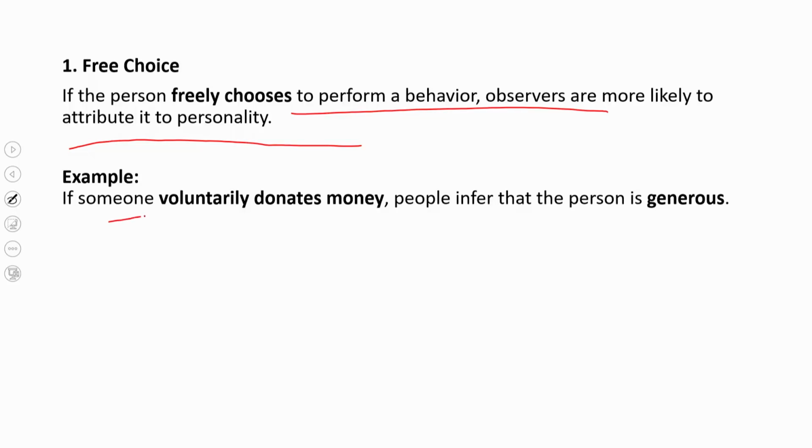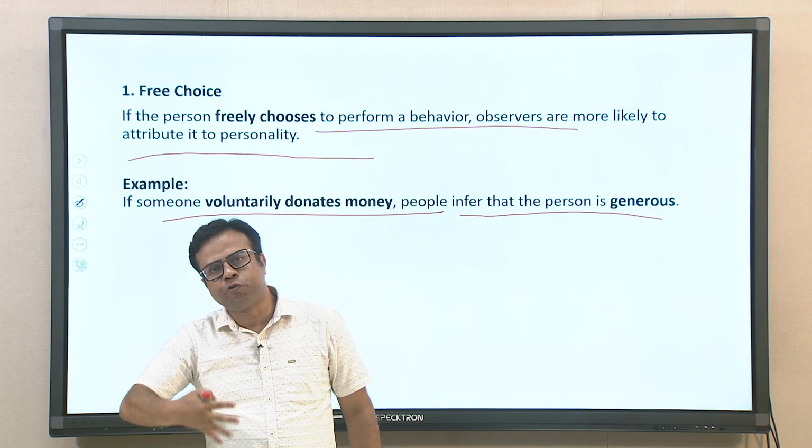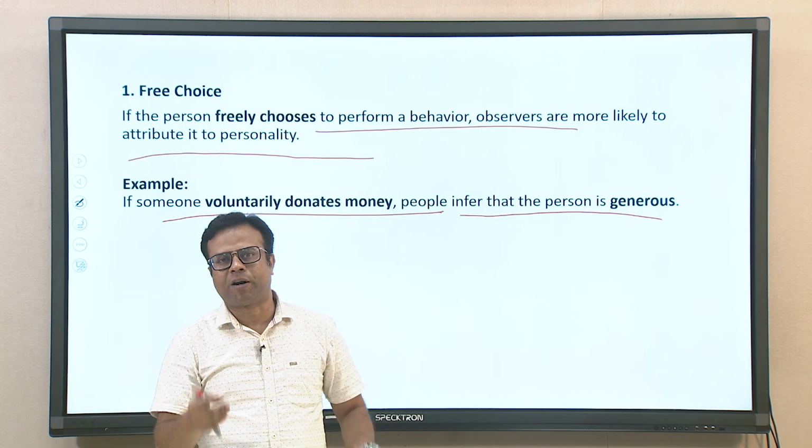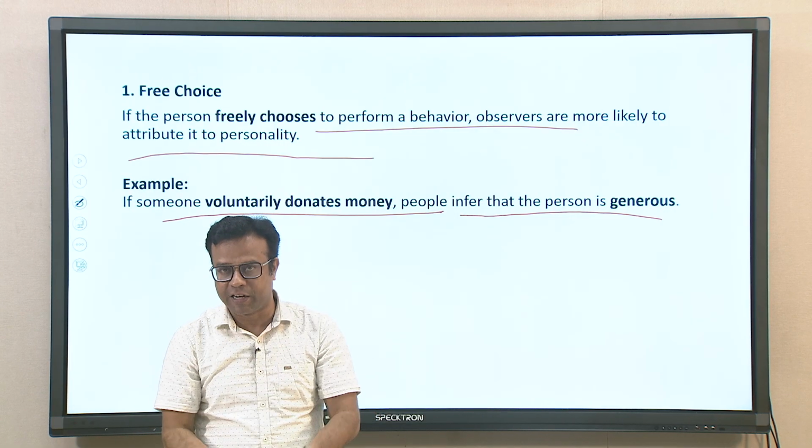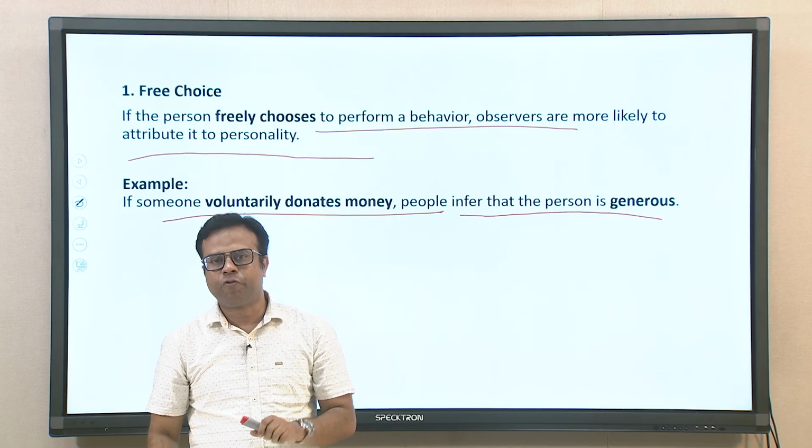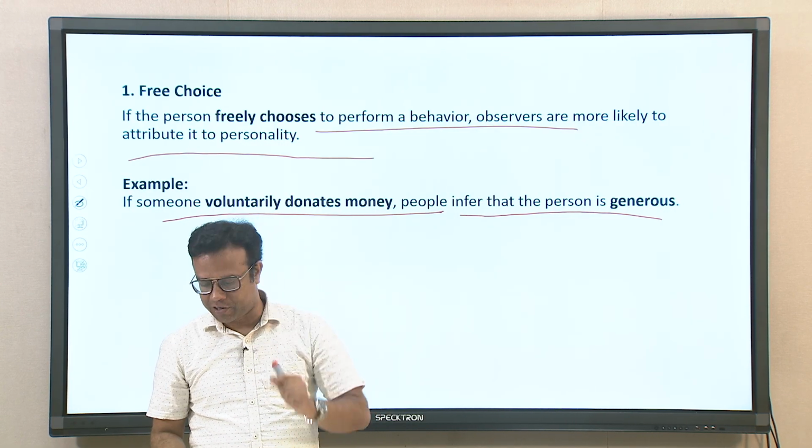For example, if someone voluntarily donates money, people will infer that this person is generous, because no one is forcing him to do it, he is doing it on his own choice. So, it reflects his internal characteristics. So, we are more likely to say this person is generous.